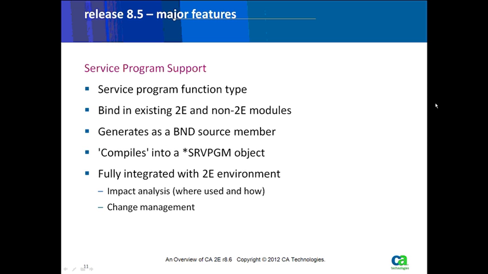Some of the major features which it had: service program support. Back in release 7.0 plus and then 8.1, we started with the ILE support, being able to create bound RPG programs and create modules. And then in release 8.5, we had our service program support, so you could take any modules, be they from 2E, generating 2E, or external ones, you could bind them into a service program, which we would generate from the model, and then we effectively compile a source member into a service program.